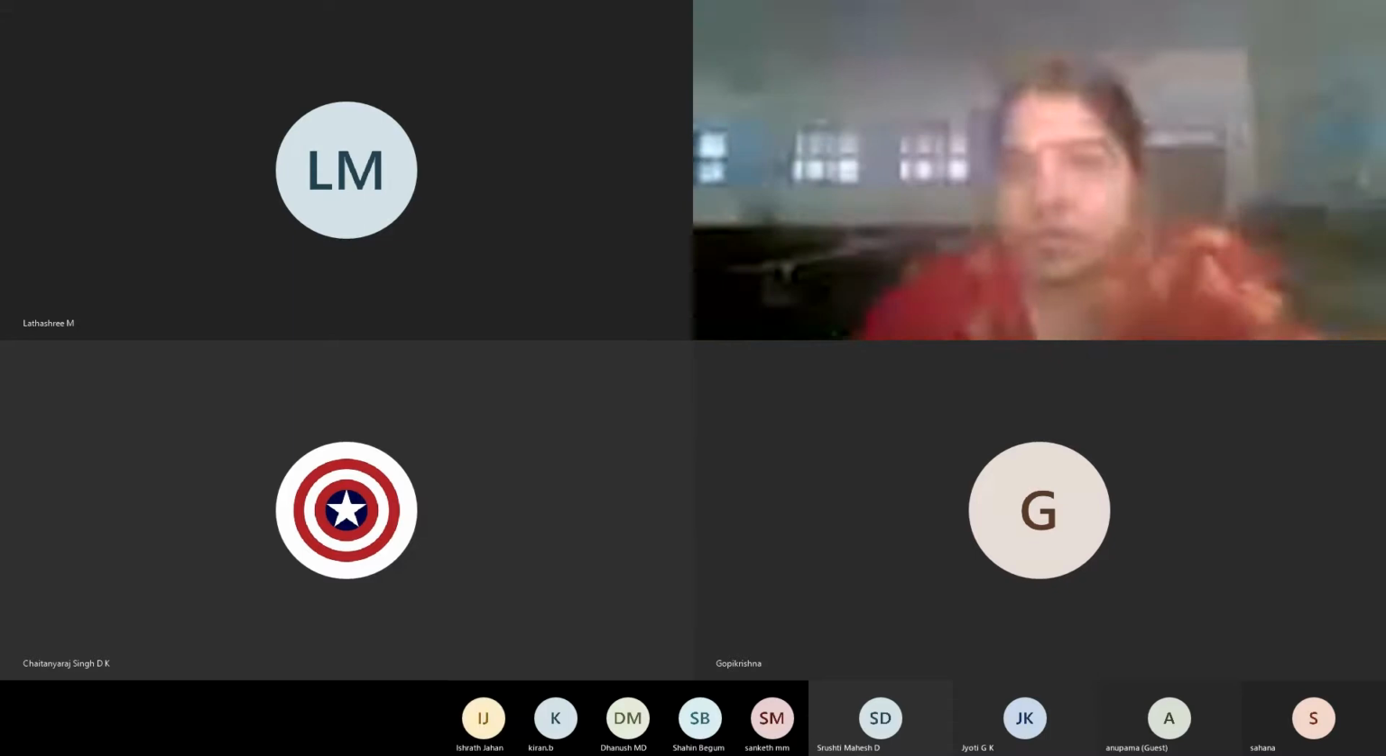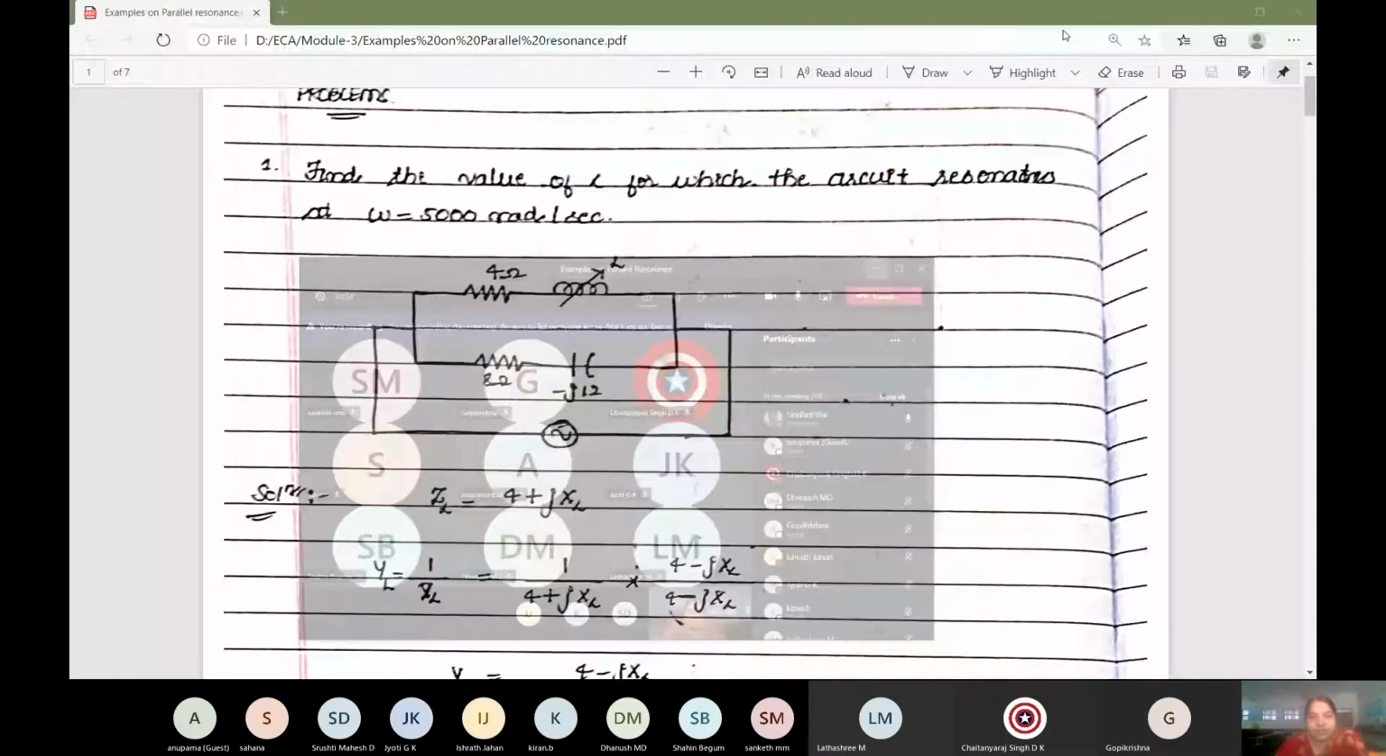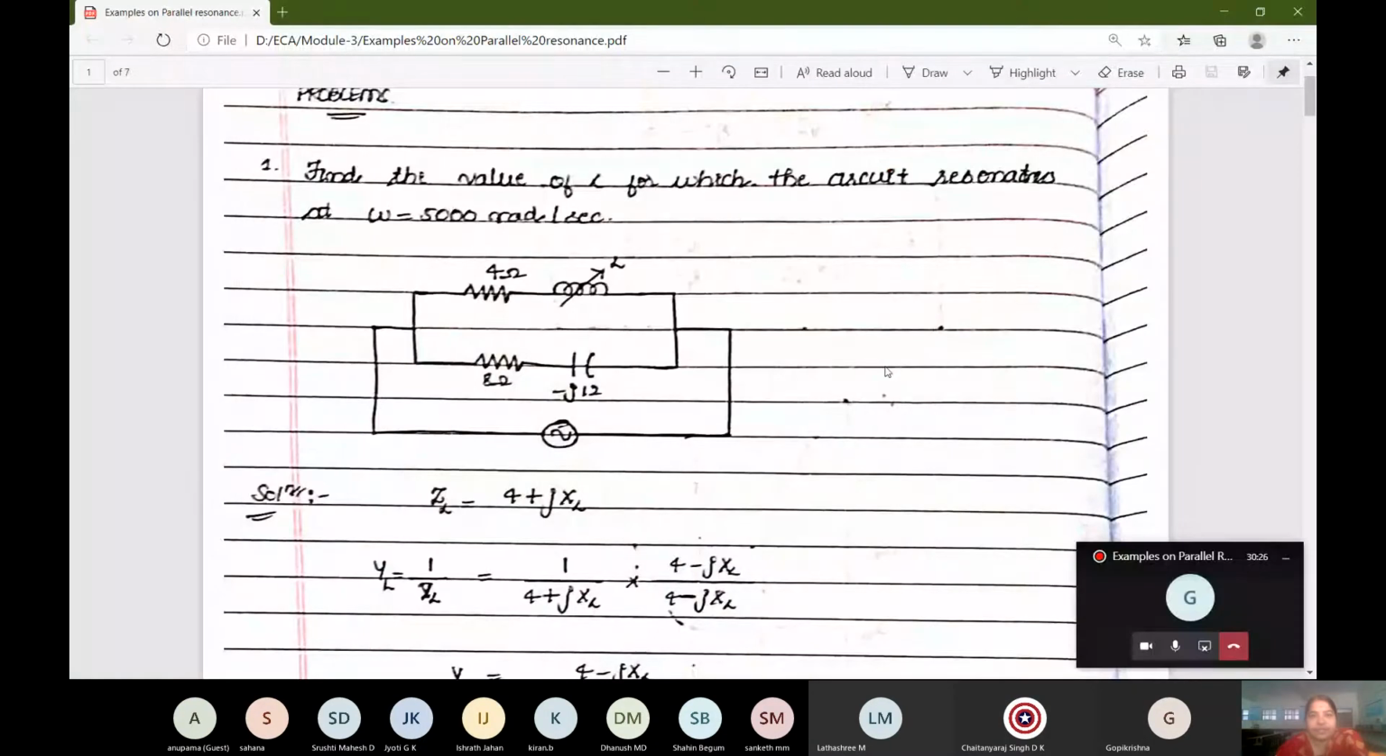So in parallel resonance, we had seen two derivations yesterday. The circuit with resistance, inductive coil with resistance, and one more, capacitance with resistance. Two derivations we had seen. We had seen how to find the frequencies, F1 and F2, for both the circuits. So two derivations. In that, I will go with the examples now.